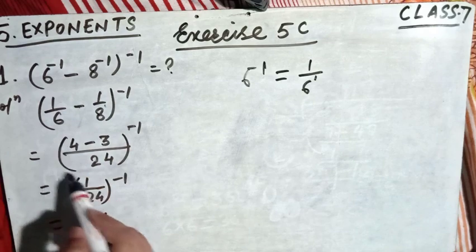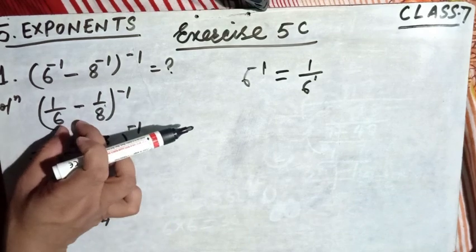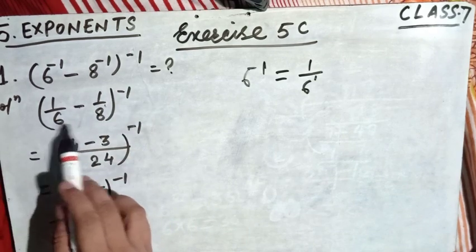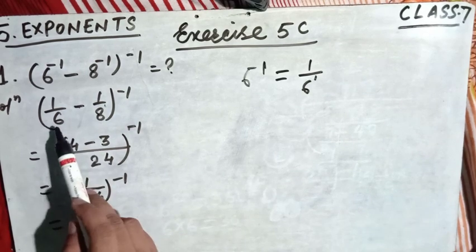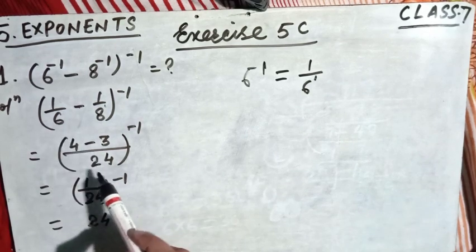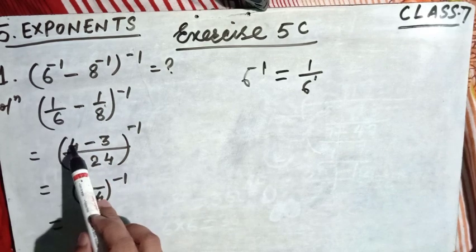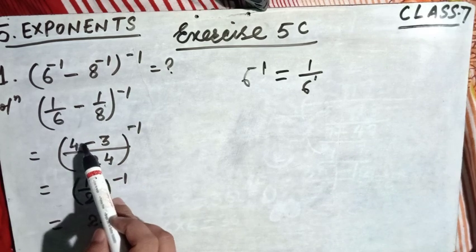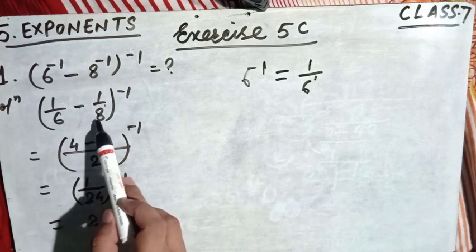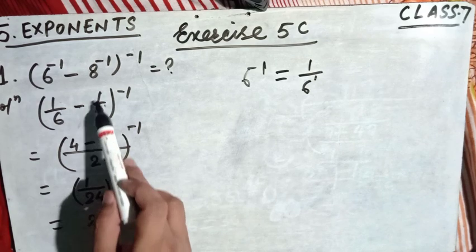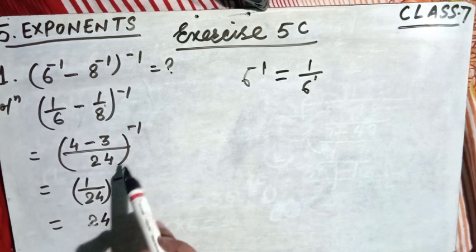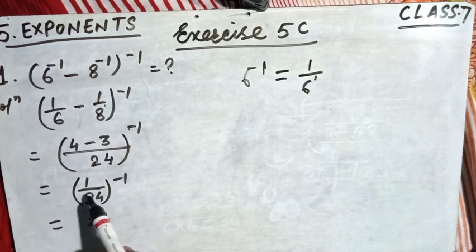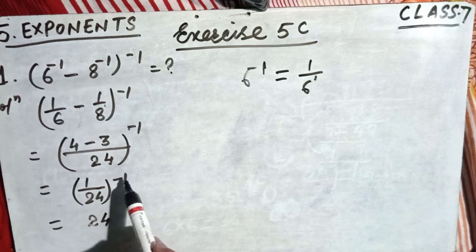Now first we have to solve the brackets area. Take the LCM of 6 and 8, which is 24. Now divide this LCM by 6: 6 times 4 is 24, so 4 multiplied by 1 is equal to 4. Minus, same way, divide 24 by 8: 8 times 3 is 24, and 3 multiplied by 1 is 3. 4 minus 3, and this is as it is. 4 minus 3 is equal to 1, over 24, and 24 whole raised to power minus 1.